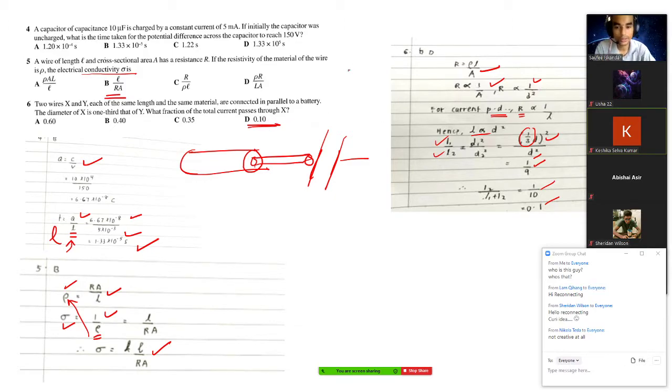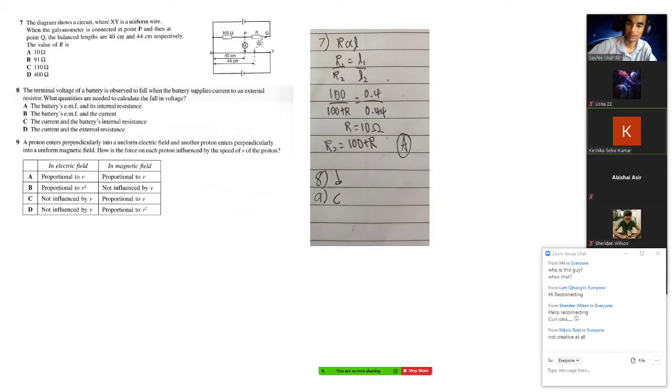Okay, Kashika, you did it by yourself. Yes, sir. Okay. So number 6 is done, now number 7.